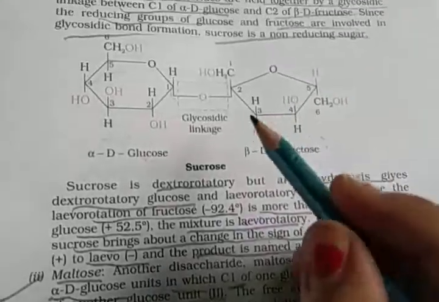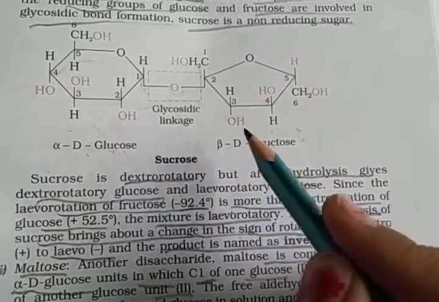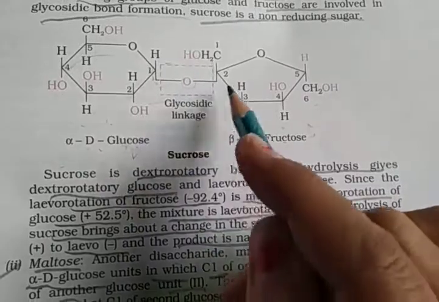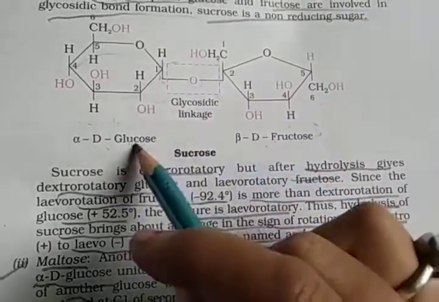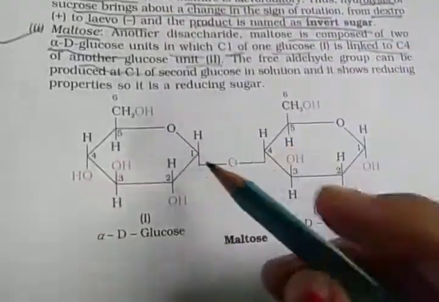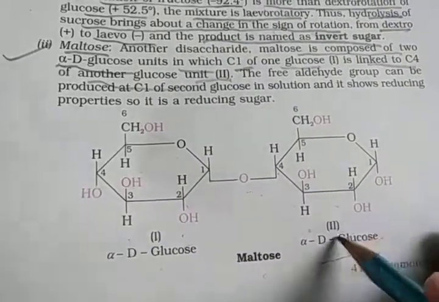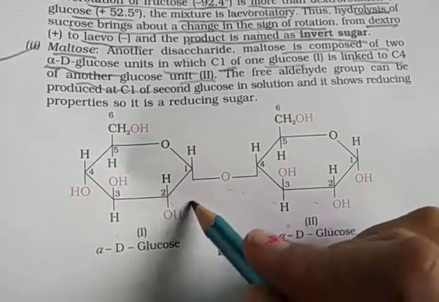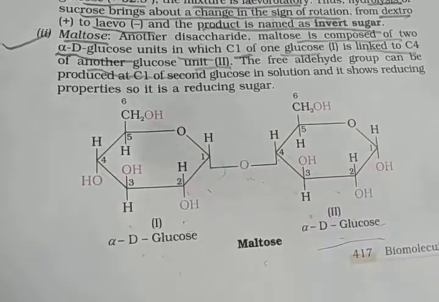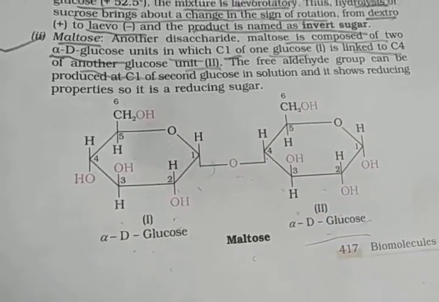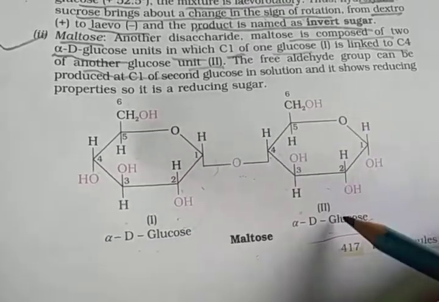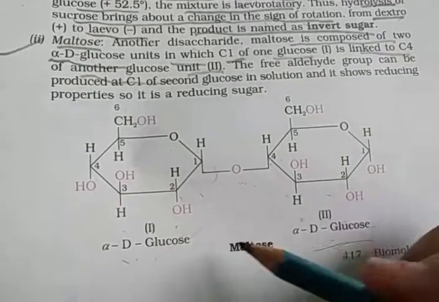But in sucrose, one glucose is attached to a fructose: carbon 1 of glucose and carbon 2 of fructose, so both units are different. But in maltose, the monosaccharide units are the same, glucose and glucose. It is alpha-D-glucose because the OH is attached on the right-hand side. So capital D and dextrorotatory, and the second one is also dextrorotatory: alpha-D-glucose and alpha-D-glucose.